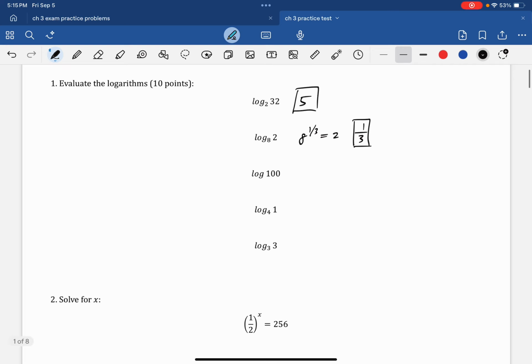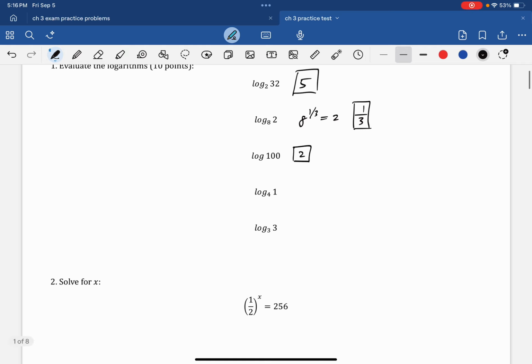Third one, there's no base, so that means it's base 10. Log base 10 of 100 is 2 because 100 is 10 squared. Log base 4 of 1 is 0 because 4 to the 0 is equal to 1. And of course, the log with respect to any base of 1 is always going to be 0. So this is 0. Log base 3 of 3 is 1. 3 is 3 to the 1.